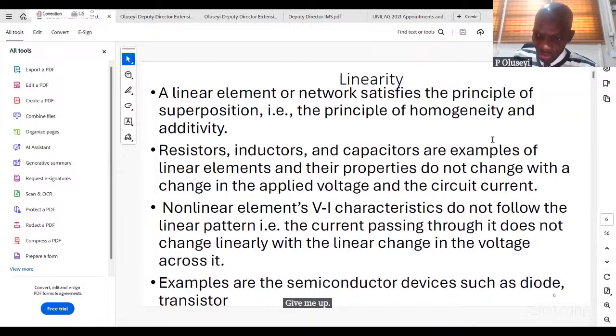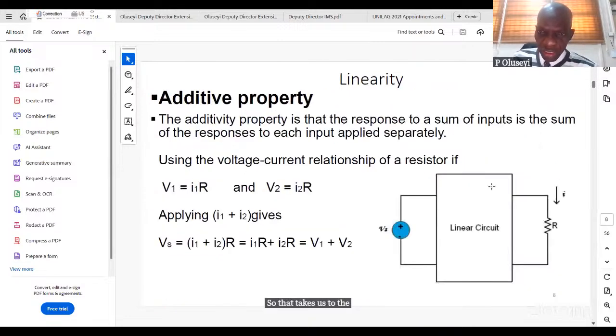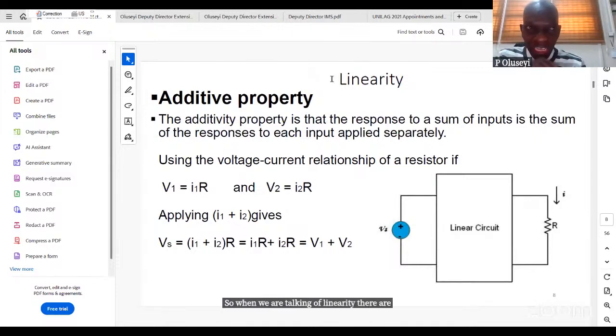So that takes us to the point that when we are talking of linearity, there are two major properties that we look at there.